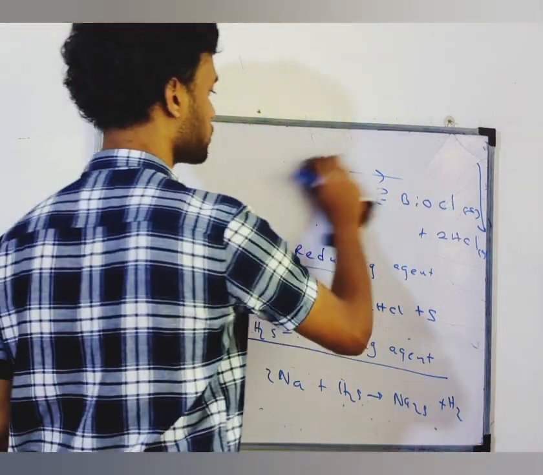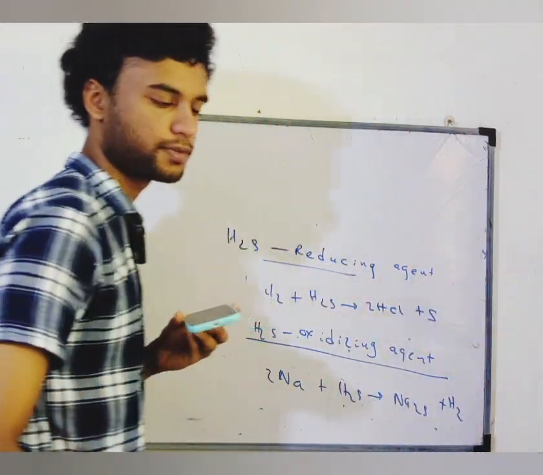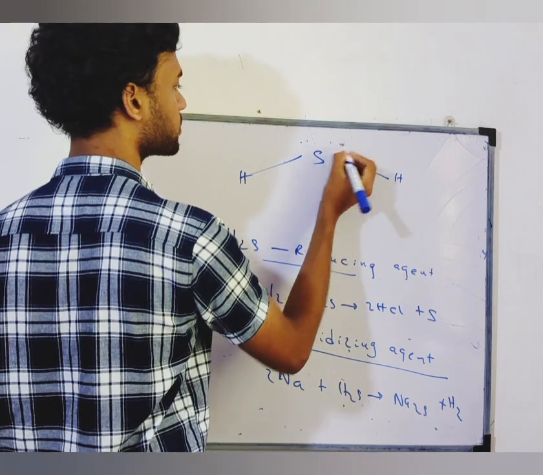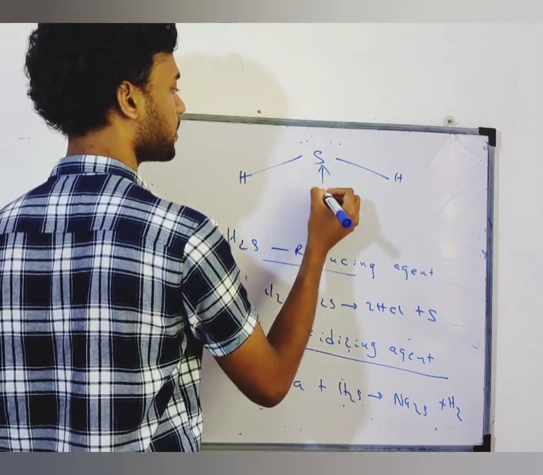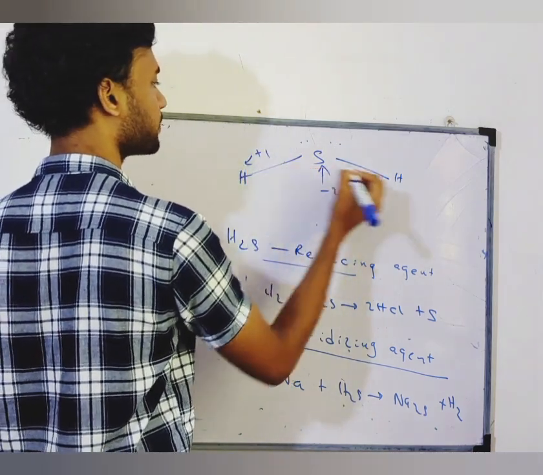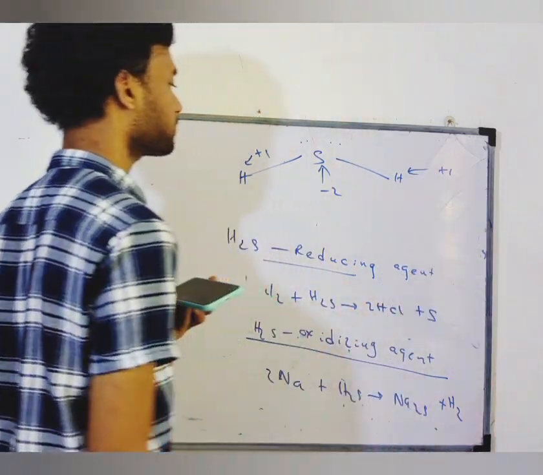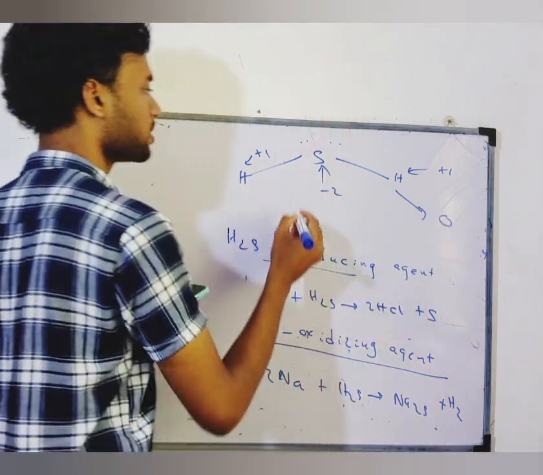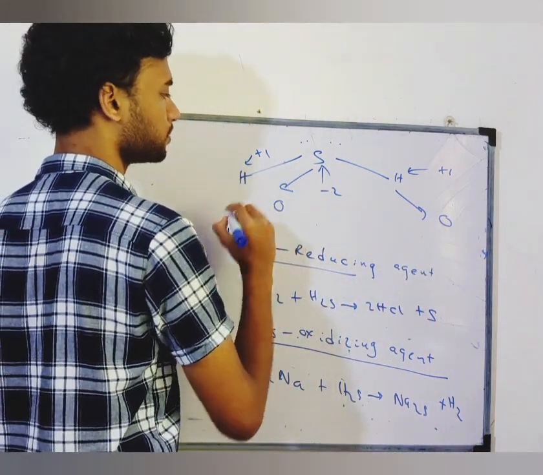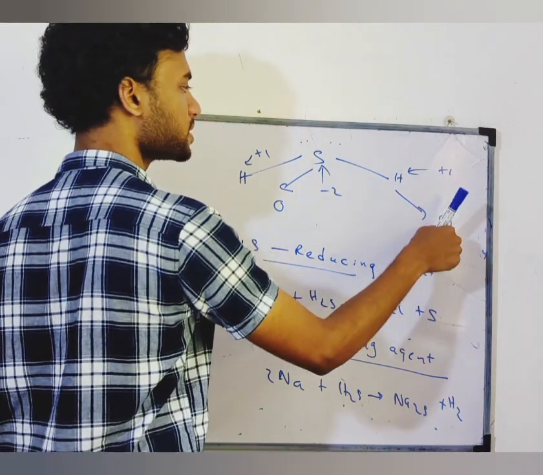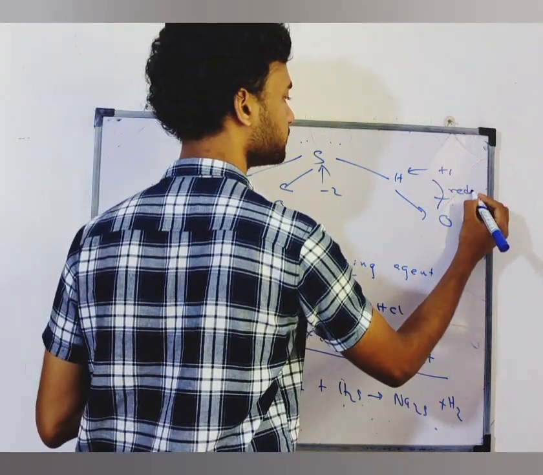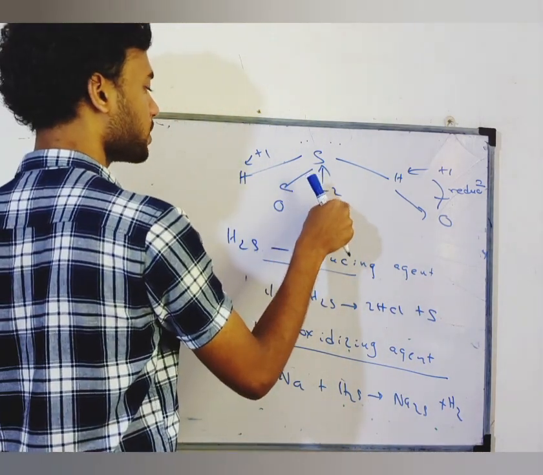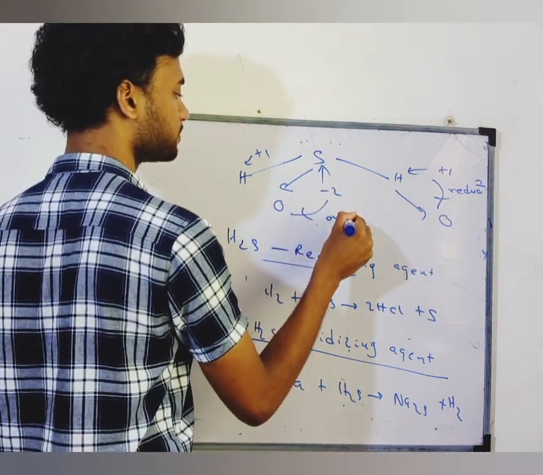Now let's see. Look at the structure of H2S. Sulfur, hydrogen, hydrogen, like this. The oxidation number of sulfur here is -2. Hydrogen is +1. This hydrogen is +1. Hydrogen can become 0. Sulfur can become 0. When +1 becomes 0, this is reduction. Right? Reduction. When -2 becomes 0, it's oxidation.